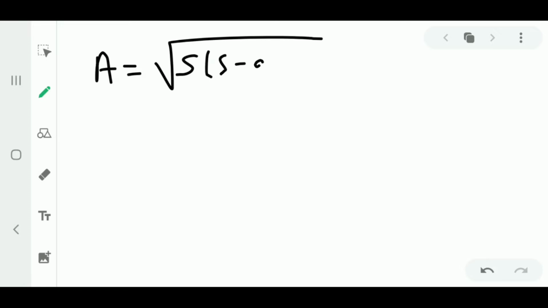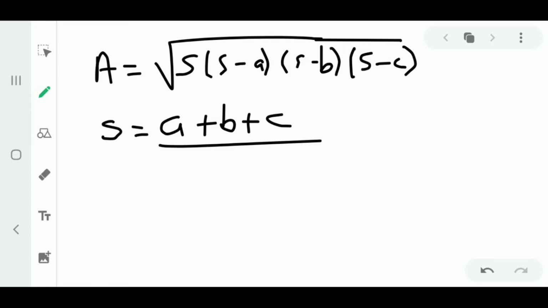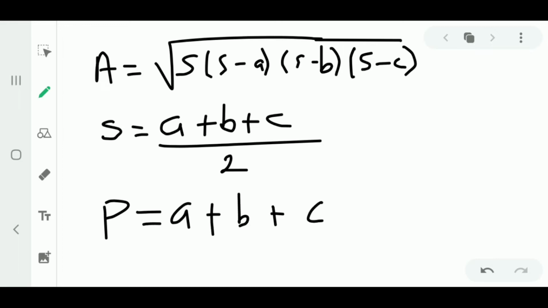Another formula we could use is Heron's formula, which is area is equal to the square root of S minus A, S minus B, S minus C. Right? And S is called the semi-perimeter of the triangle, and we find that by saying A plus B plus C, which is all 3 sides of the triangle, divided by 2. And we usually say that A plus B plus C is the perimeter.